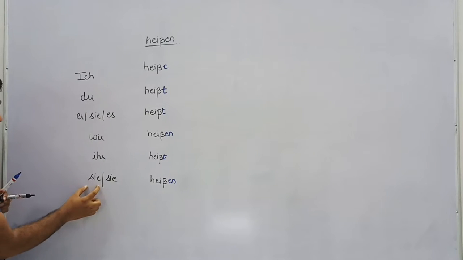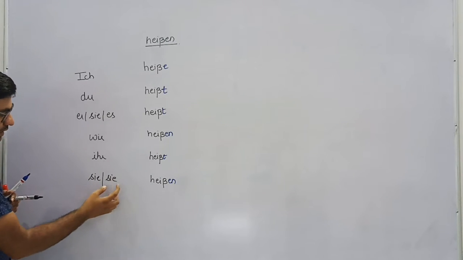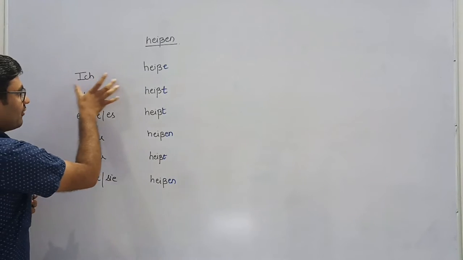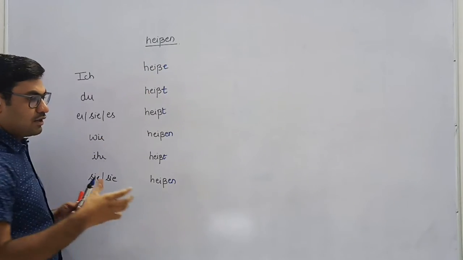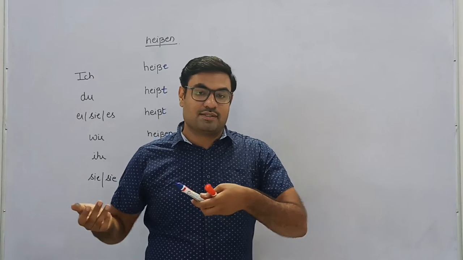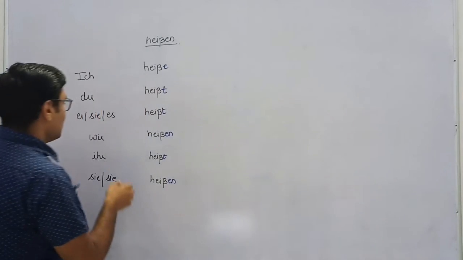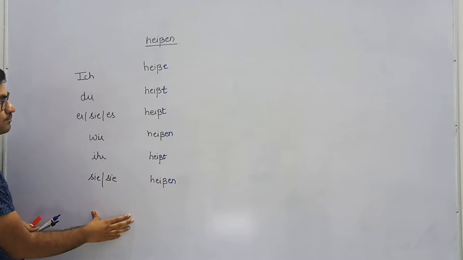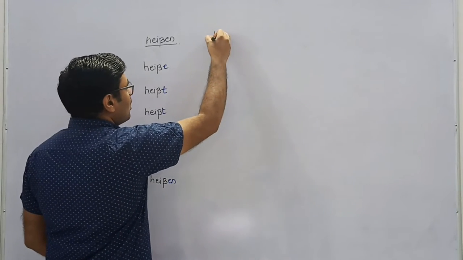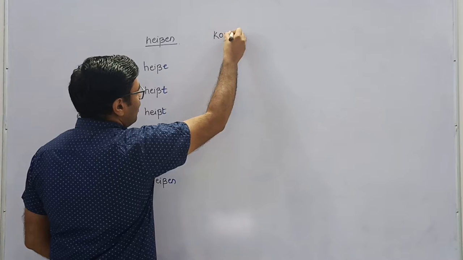One Sie is for you in the formal sense, another sie is for they. That is third person plural. If you have to make sentences saying I am called this, you are called this, he or she is called this, you have to learn this verb conjugation. Now, next. The next verb is kommen.